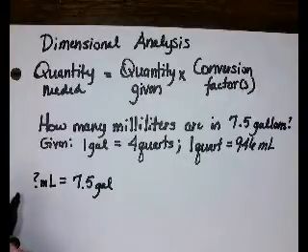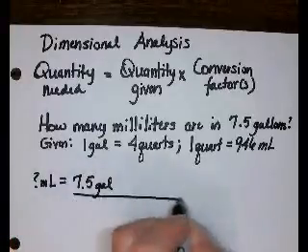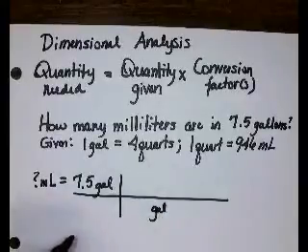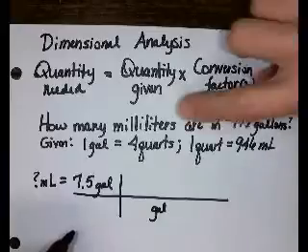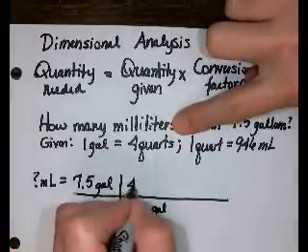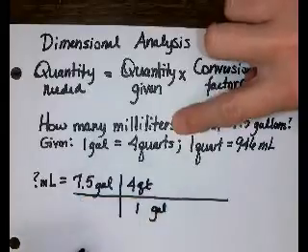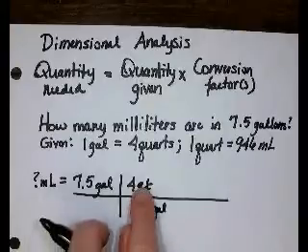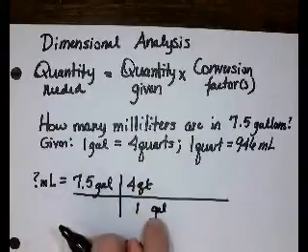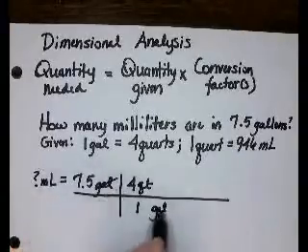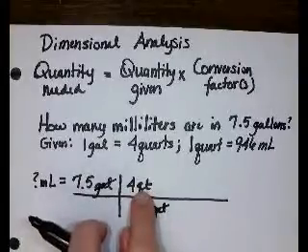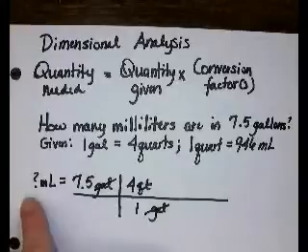Please notice that gallon is in the numerator, and so I need to set up my conversion factor so that I have gallons in the denominator. My information tells me that there is 4 quarts for every 1 gallon. So I write my conversion factor with quart in the numerator and gallon in the denominator. I can cancel the unit gallon. That leaves me with quart. However, I am looking for milliliters, so I'm not finished with my work.